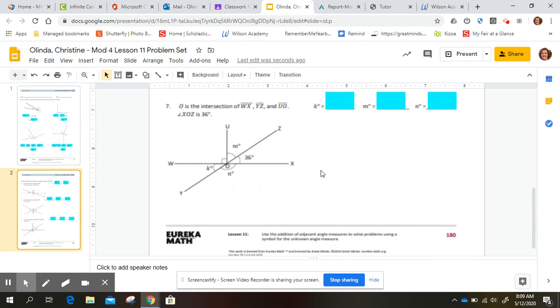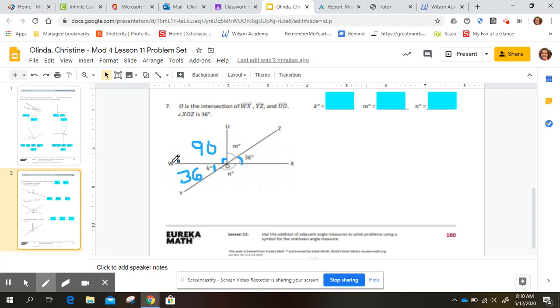All right, so our last one here is O is the intersection of WX and YZ and UO. Angle XOZ is 36. So we have to find quite a few of the angles here, but we know the whole thing has to equal 360. The first thing I know is that this angle right here has to be 90. I also know that if this angle is 36, then the complementary angle, the one right across from it, also has to be 36.